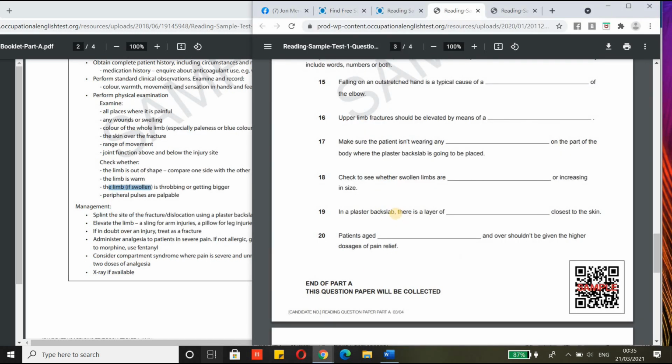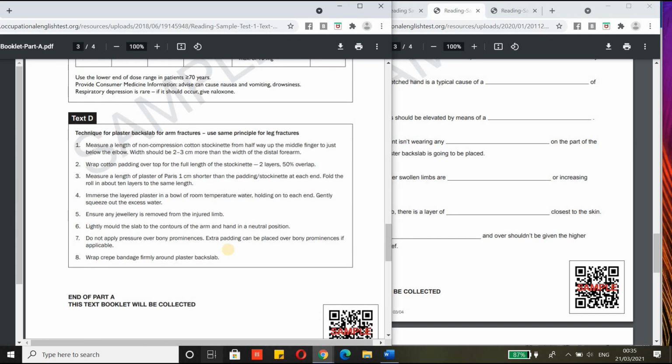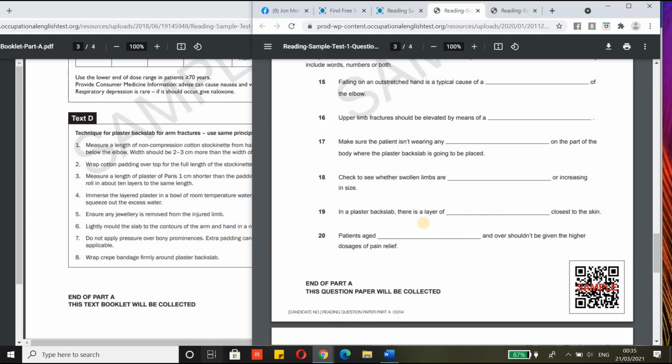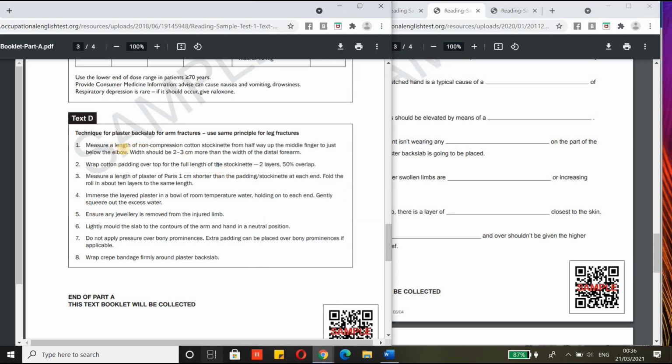And then, number 19. In the plaster back slab, there is a layer of blank closest to the skin. So, plastering. So, we put a cotton padding on top of the stockinette. And then, plaster of Paris. And then, the slab to the contours of the arm. And then, the crepe bandage. But the question is, a layer of blank closest to the skin. So the layer should be on top of the skin. So it should be this one then. Non-compression cotton stockinette.